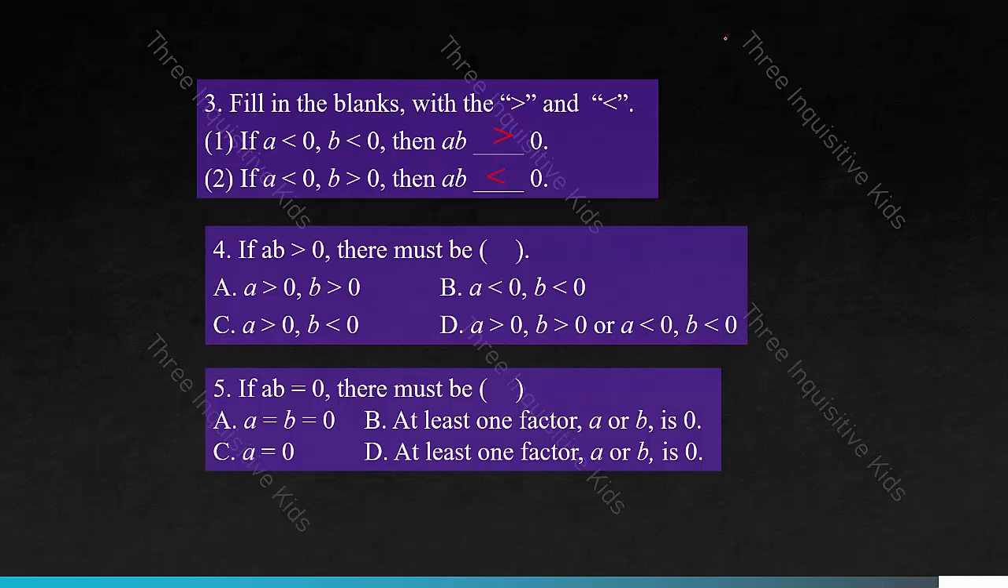If ab is greater than 0, which of the following choices are true? The answer is D. a can be greater than 0, and b can also be greater than 0, or both a and b are less than 0. The answer to the fifth problem is B. At least one factor, a or b, is 0.